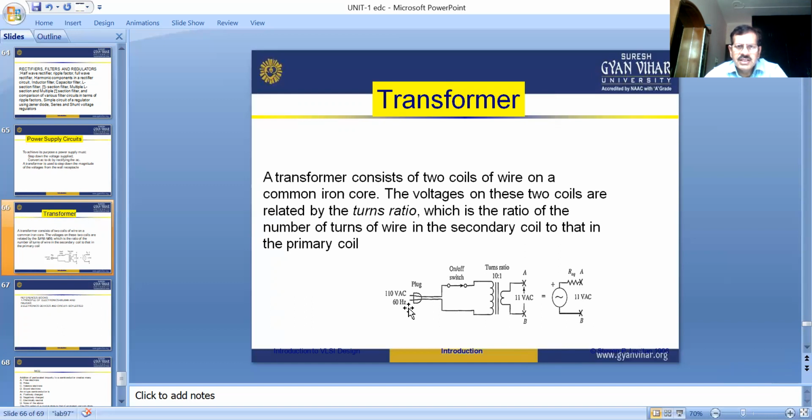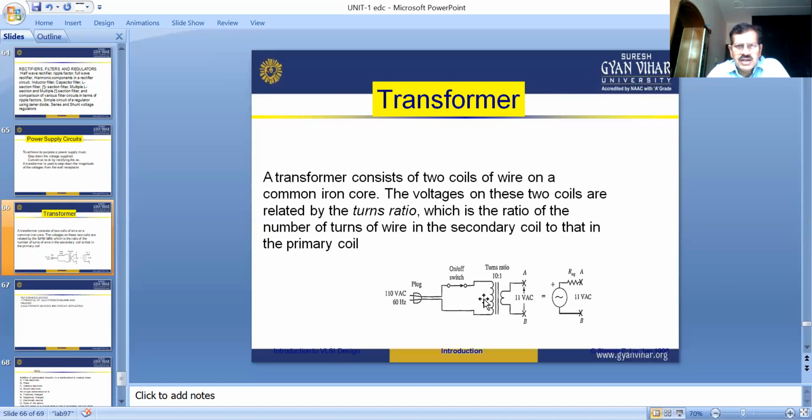In this diagram, the AC supply voltage is applied to this transformer. Here is the step down transformer. Here is the primary winding and this side is the secondary winding, but the number of turns in the primary winding is greater than the number of turns in the secondary winding, because this is a step down transformer. So the number of turns is different for each winding.